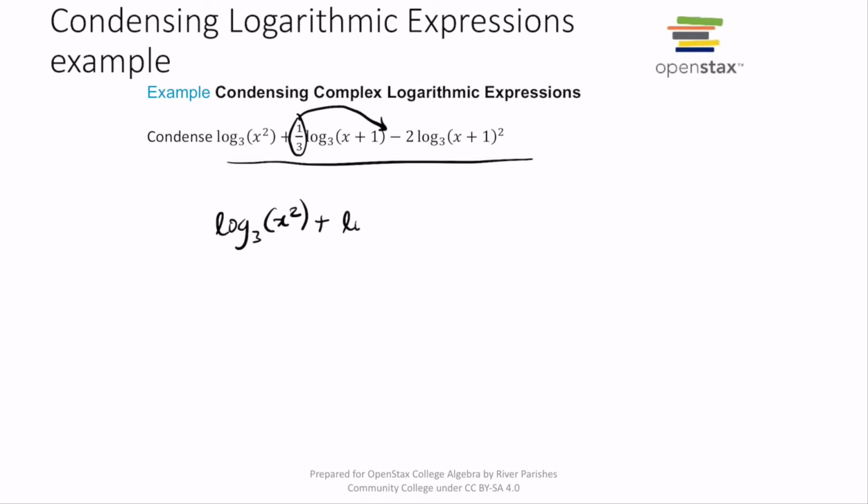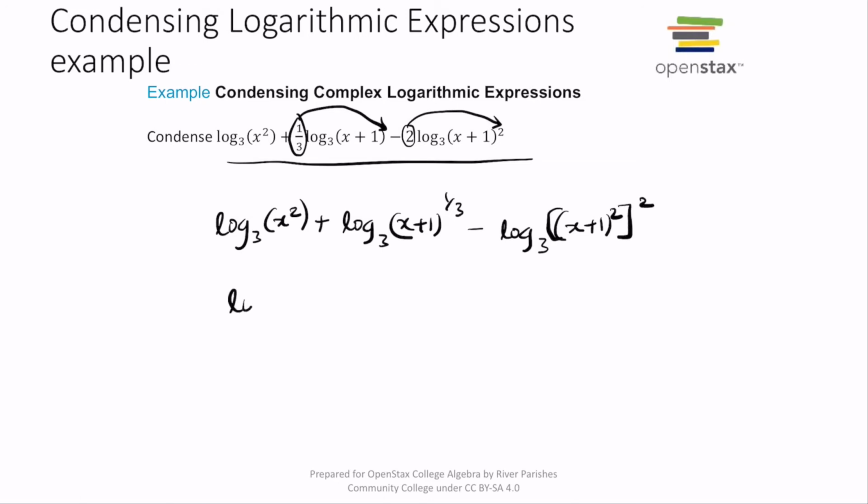So it becomes log base 3 of x plus 1 to the power 1 by 3 minus, you have 2 in front, so push it on to the x plus 1 whole square here. So it becomes log base 3 of x plus 1 whole square, again to that there is a square again. So we have log base 3 x square plus log base 3 of x plus 1 whole to the power 1 by 3 minus log base 3 of x plus 1 whole to the power 2 times 2 becomes 4.